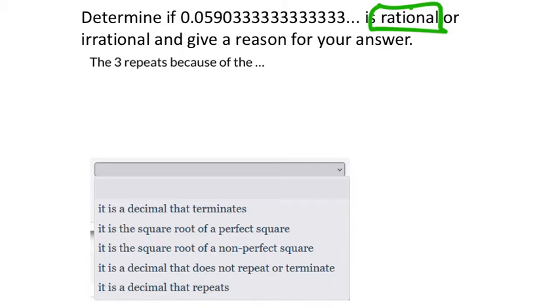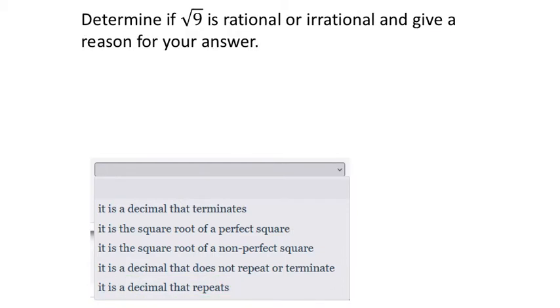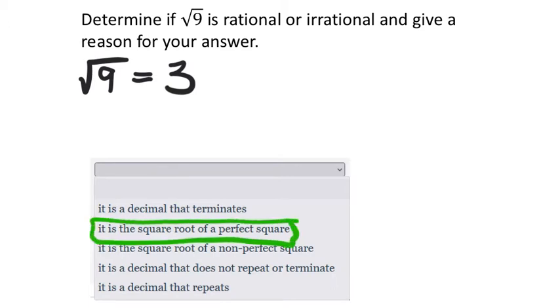So down here at the bottom, well, what is it? It's a decimal that repeats. So I would choose this option right here, and I could push enter for full credit. Well, here we got a square root, so we're not even looking at a decimal, but I know that the square root of 9, and you could put this into the calculator if you like, is just a 3. Now you could consider that a terminating decimal, but the options that they've given us is that this one right here is the square root of a perfect square, which means this one also is rational.